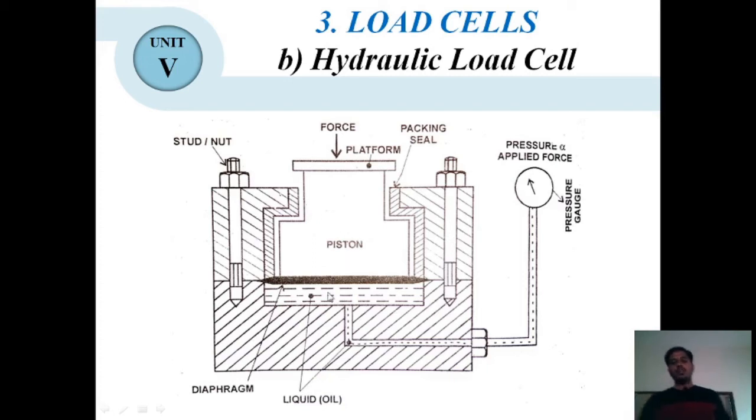These lower and upper chambers are sealed with the help of studs. On the top of this diaphragm we have placed a piston. On the top of this piston we have given a provision, a platform, on which we are going to apply the forces. So this is your packing seal, which is used to avoid leakage of the oil into the upper chamber. And this is the passage of the liquid that will pass towards the pressure gauge.